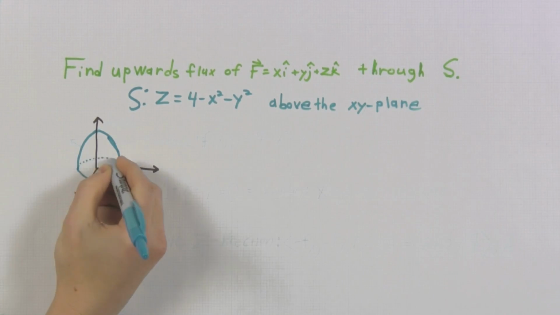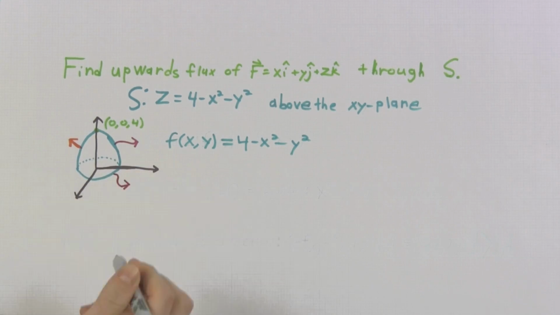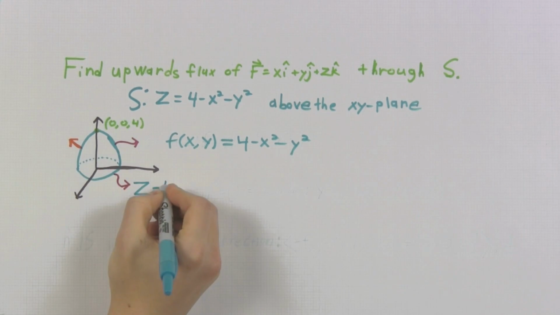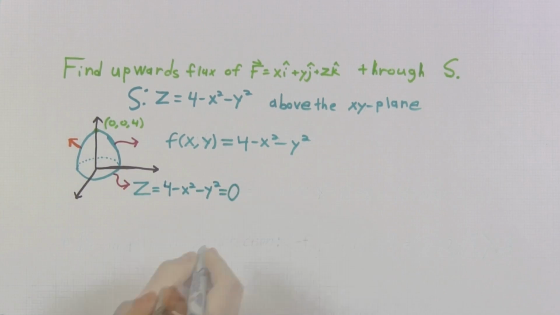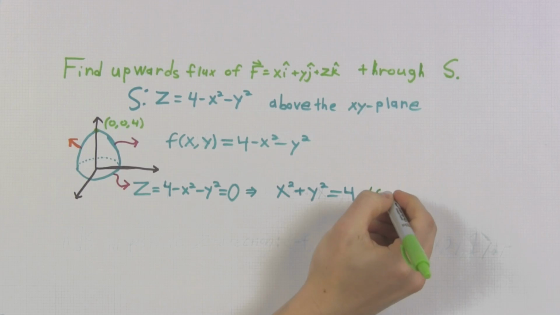So we can sketch in our paraboloid here with maximum at 0, 0, and our boundary is going to be when the surface intersects the xy plane. This is when z equals 4 minus x squared minus y squared is equal to 0. This means that our boundary is going to be x squared plus y squared equals 4, which is a circle.